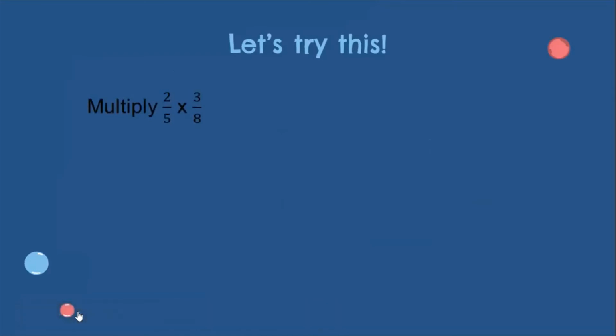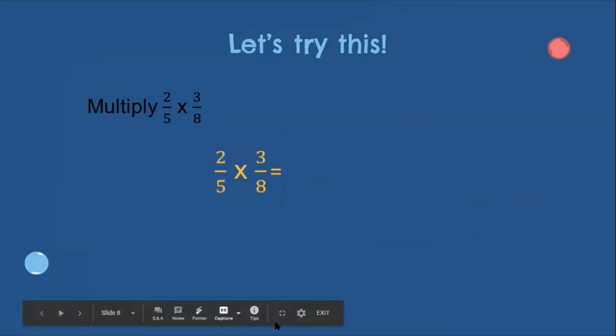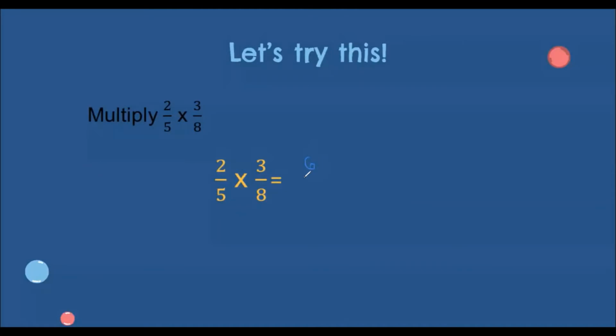Multiply 2/5 by 3/8. Actually, when we multiply fractions, it is very easy because we just multiply our numerators and then after that, our denominators. So for this one, 2 times 3, the answer is 6. And 5 times 8, the answer is 40.